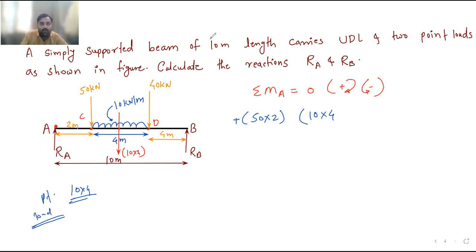Conversion of UDL into the point load. Okay, now this will act somewhere here. So this distance will be 2 meter, and this is also 2 meter. So from point A, its distance will be 2 plus 2. It is 4 meter. So its moment will be, you have to multiply it by 4. So this is the moment of UDL about point A.